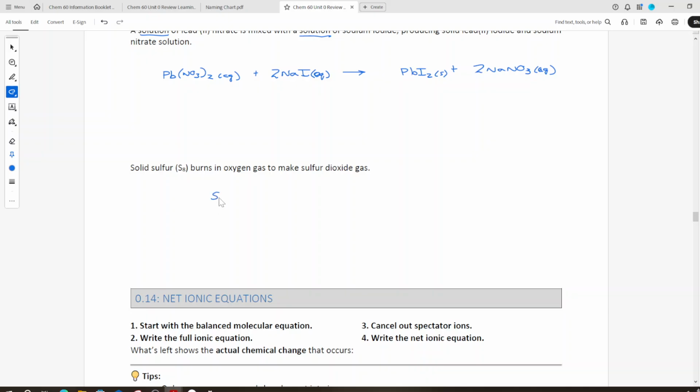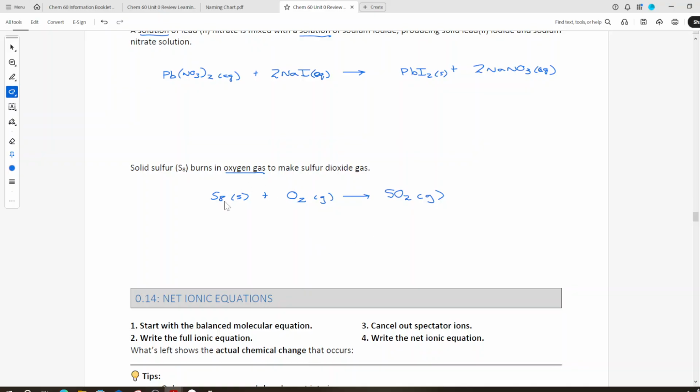Ooh, this one, sulfur. So if they tell you what it is, you get to just take it as a gift. So solid sulfur is more than diatomic. It's whatever you would call that. Okay, is burning in oxygen gas. I am including oxygen. Oxygen is diatomic. So then I'm going to give it a gas, and then it's going to make sulfur dioxide, also a gas.